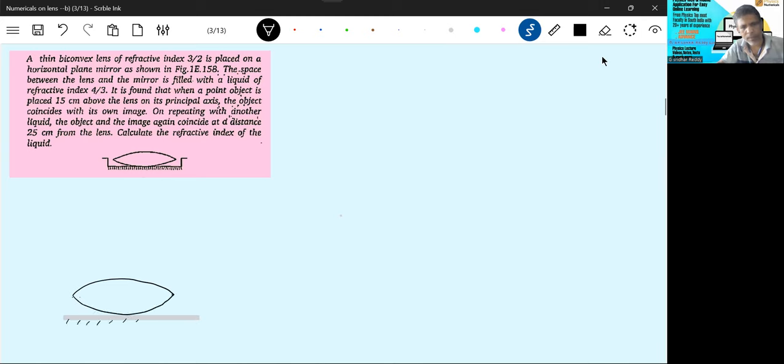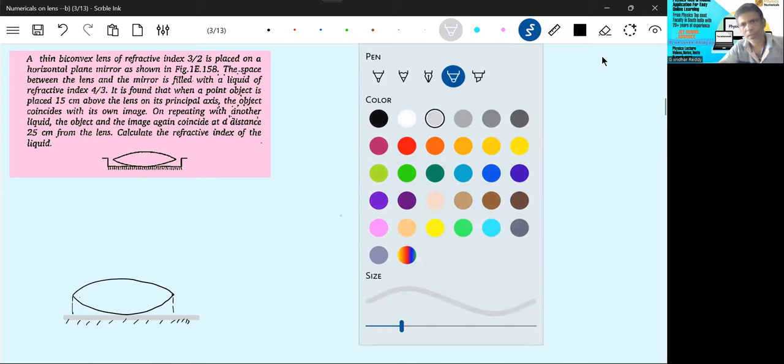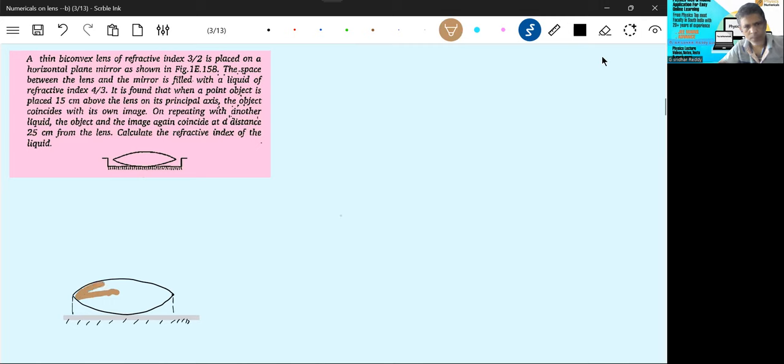This is silhouette. Then in between, there's a lens, and some other parameters. This is our lens. Now the gap between the lens and the plane mirror is filled with a liquid. This is the liquid.